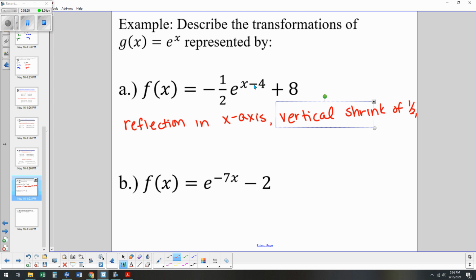Now we'll look at the exponent. So we're doing something to the x, so that means that's left and right, and it's the opposite. So -4 means we're going to go 4 units right. And stuff on the outside happens up and down. So +8 means it's going to go 8 units up. Looking at B, I don't have anything in front, but now I have two things with the x. I have a negative and I have a 7. So the negative, because it's happening to the x, is a reflection in the y-axis.